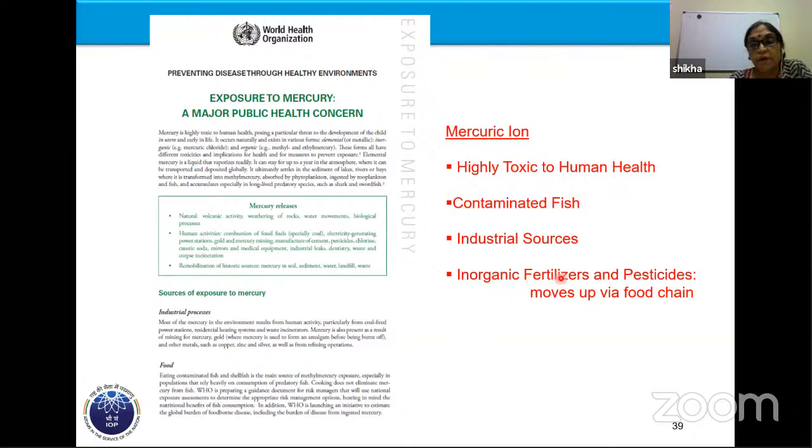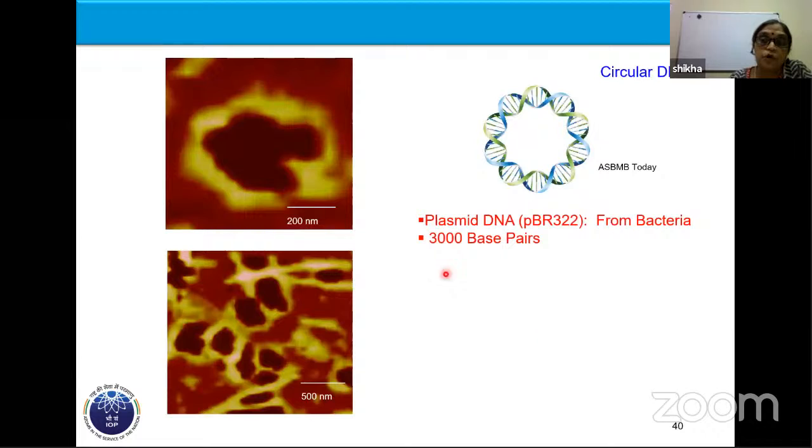And in organic fertilizers and pesticides, when it is present, it moves up via the food chain, and we also can get it. So what we have used in these studies is a small circular DNA, a plasmid DNA, pBR322 from bacteria. It has about 3000 base pairs. When we look in atomic force microscopy, we see these circular DNA, about 600 nanometers in size.